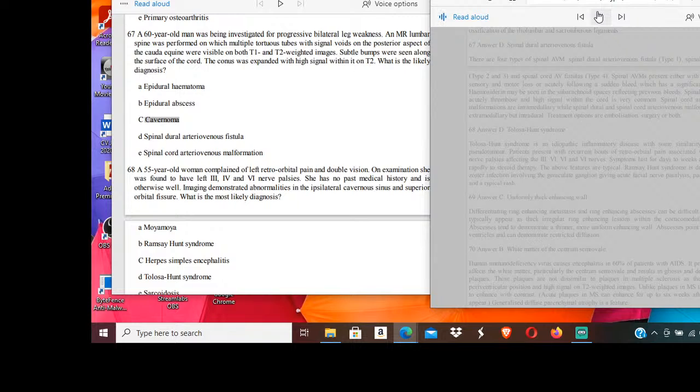Ossification of the iliolumbar and sacrotuberous ligaments. 67. Answer D. Spinal dural arteriovenous fistula. There are 4 types of spinal AVM: spinal dural arteriovenous fistula, type 1; spinal cord AVM, types 2 and 3; and spinal cord AV fistulas, type 4.